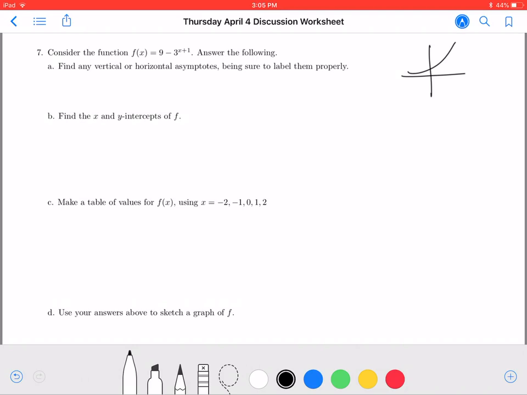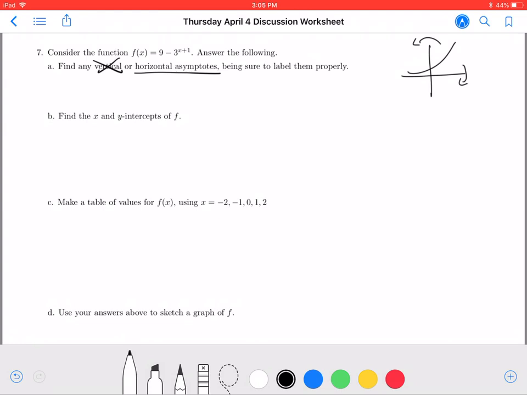Exponential functions, remember, look like a variation of this. So obviously they can be reflected over the y-axis, the x-axis. They can look differently, but in general, they all have horizontal asymptotes. They don't have vertical asymptotes.